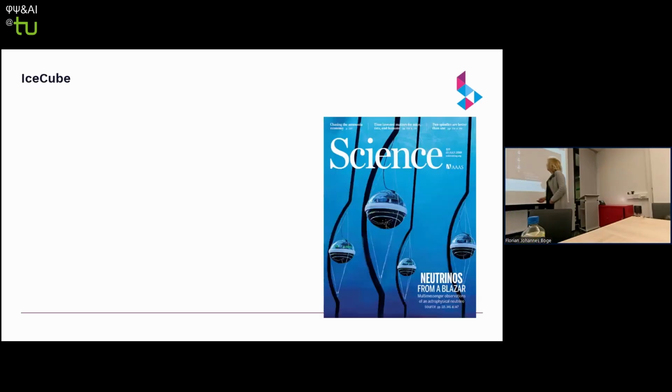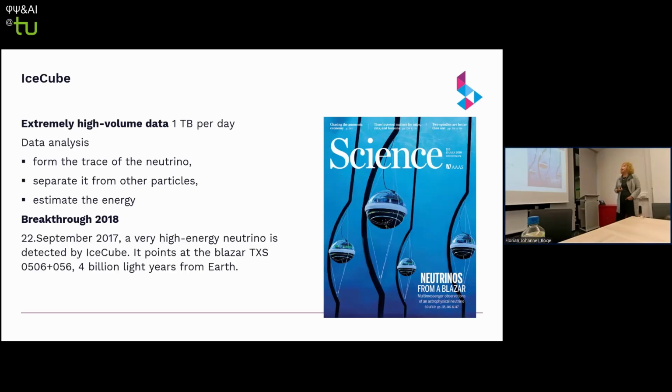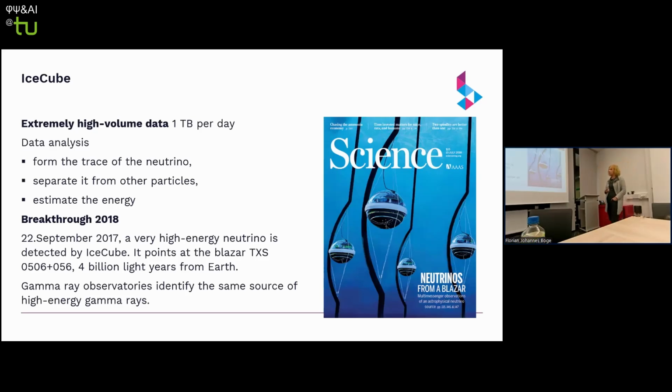Okay, and then there was the first breakthrough, which was detecting the neutrinos actually in science, and we could see from where they are coming, what their energy is, and we found that the neutrino comes from this TXS blazar, 4 billion light years away from Earth, and we knew, aha, there it is.